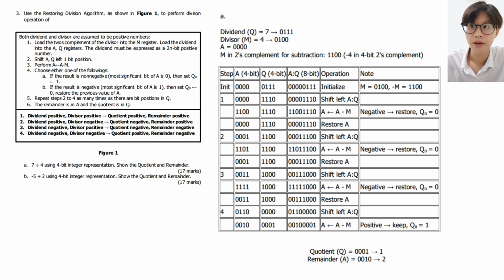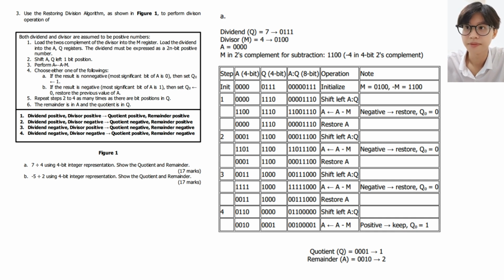The first step, first we perform a left shift on the combined AQ register. The result is 0, 0, 0, 0, 1, 1, 1, 0. Then we subtract M from A, which will get the result is a negative. Since the result is a negative, we restore A to its previous value and set Q0 to 0.